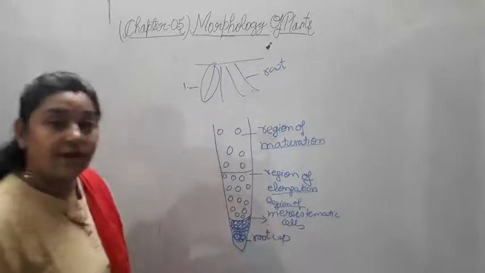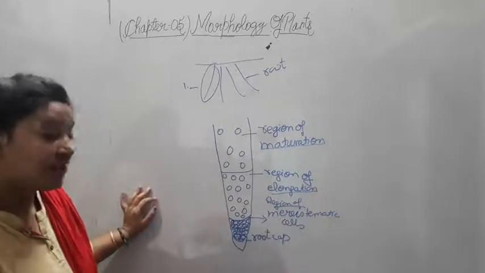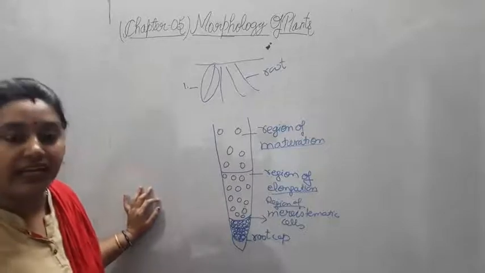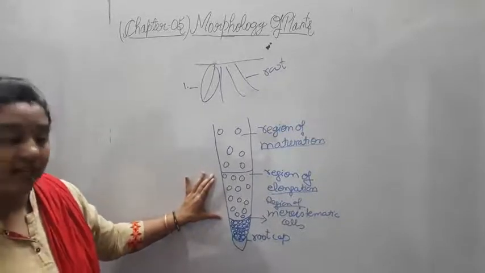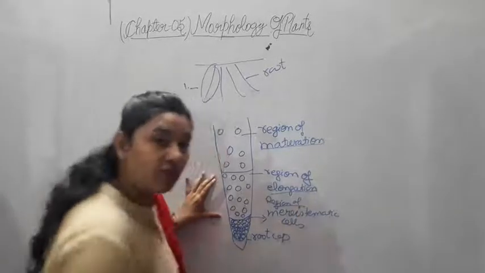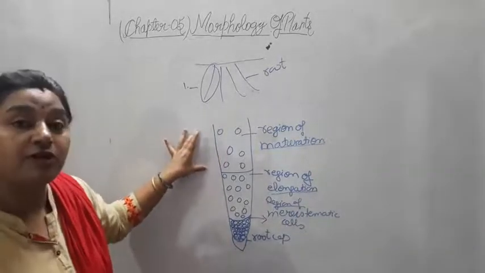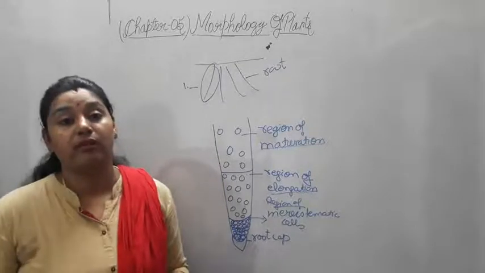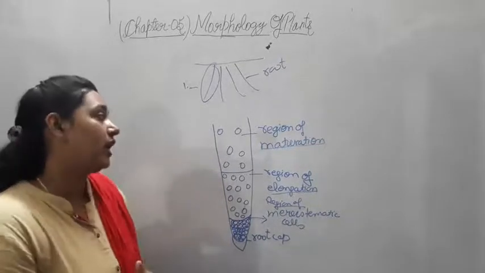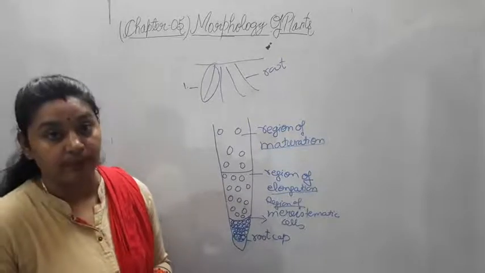There is a meristematic cell. The meristematic cell's work is to divide and give height to the plant, and the region which has got elongated is called the region of elongation, and the region of maturation means the cells which have lost or are not able to divide is called the region of maturation, right?